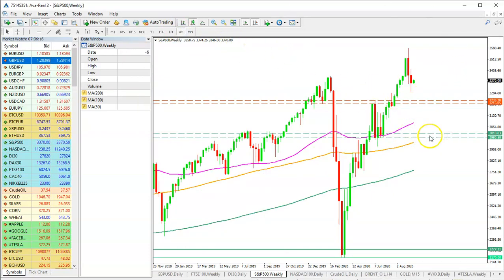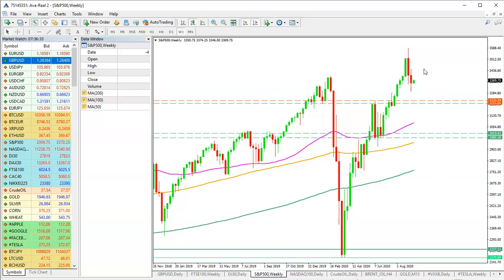Now, when we look at the weekly time frame, the first thing that we need to note is: is the price trading above these moving averages or below these moving averages? Because if the price is trading above the moving averages, it confirms that the trend is skewed to the upside, and it is likely to remain to the upside.